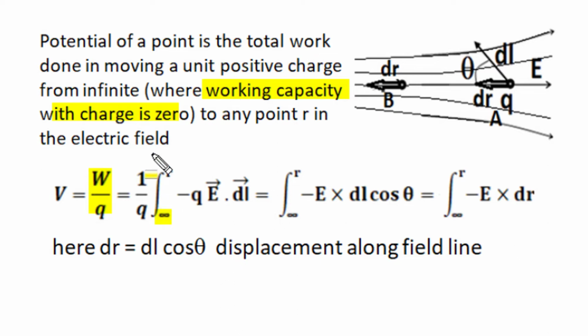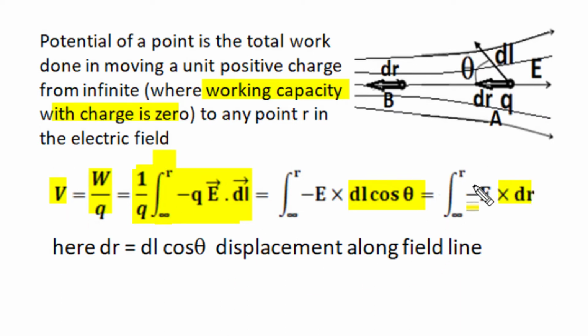infinity to any distance r in the electric field is known as the potential of that position, and potential is work done per unit charge. Now work is obtained by this yellow highlighted relation, and when it is divided by the amount of charge it results in the potential calculation. Here q and q cancel out, and in this dot product with the negative conventional sign, the displacement component is taken as dl cos theta opposite to the direction of the electric field, and the electric field is in the radial direction, and the elemental displacement along this radial line is dr.